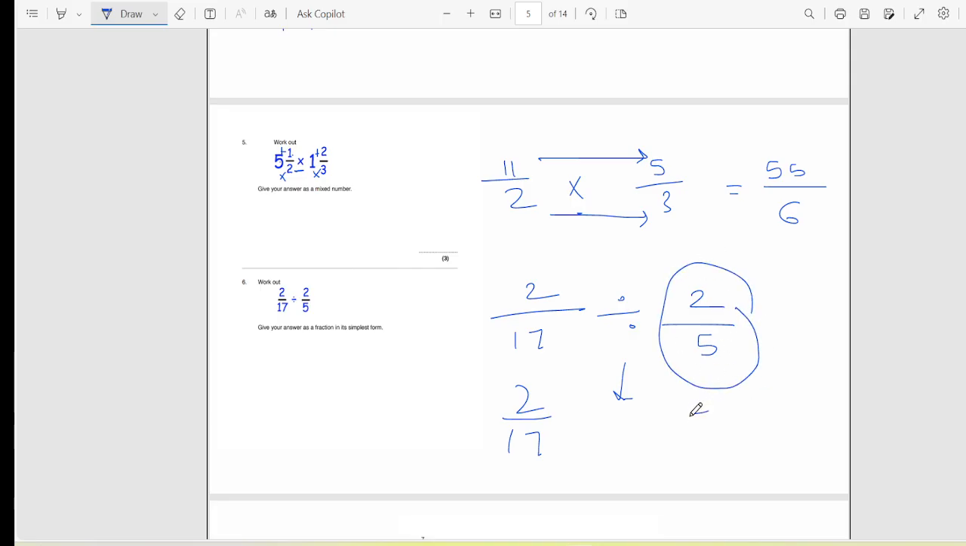So if I flip it, the reciprocal of this would be 5 over 2. This division sign changes into multiplication. This 2 cancels out, right? Because one is numerator, other one is denominator. So 5 over 17 would be the answer.